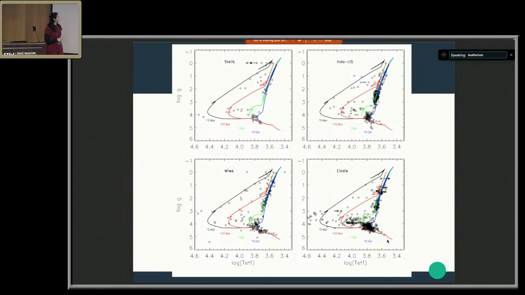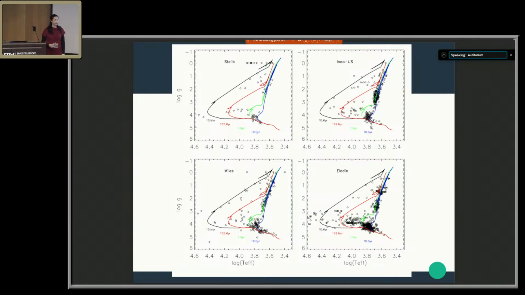This is the Kiel plane, which means you have gravity and temperature, gravity on the y-axis and temperature on the x-axis. The lines are isochrones. So to have good stellar population models, you need these points. Each one of those points is a star from different libraries. So you need to have points along the isochrone to be able to build that model.